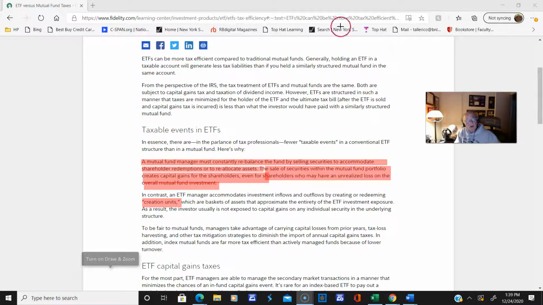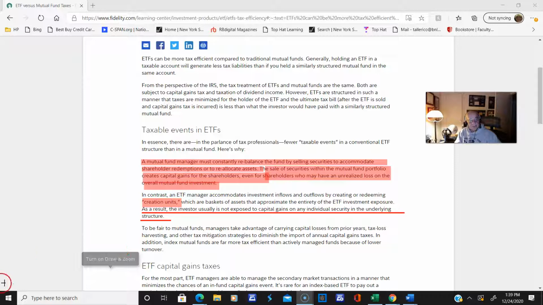So this is a most important difference. You're not exposed to any individual, and let me underline that. So you notice the word individual securities here, right? Individual security, that's important. To be fair to mutual funds, managers take advantage of carrying capital losses from prior years, tax loss harvesting, and other tax mitigation strategies to diminish the impact of annual capital gains taxes. In addition, index mutual funds are far more tax efficient than actively managed funds because of lower turnover.